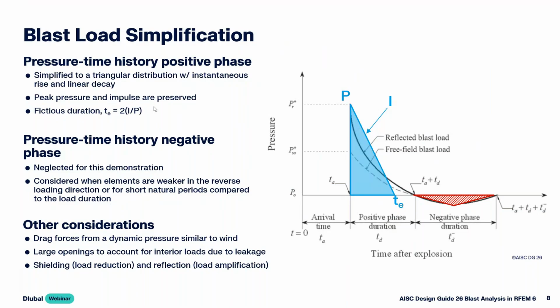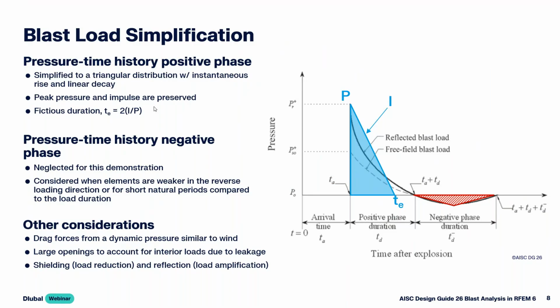Now, there are a few other considerations listed at the bottom of the slide here that we will also not be taking into account. For example, drag forces from a dynamic pressure. These can develop just similar to what we see with wind loads. If we have large openings for our structure, then we would want to account for interior loads due to leakage. So this blast load can actually enter the interior of the structure, and we're likely going to see structural damage at the interior rather than only taking into consideration the exterior.